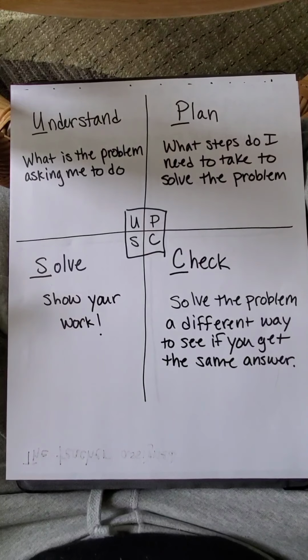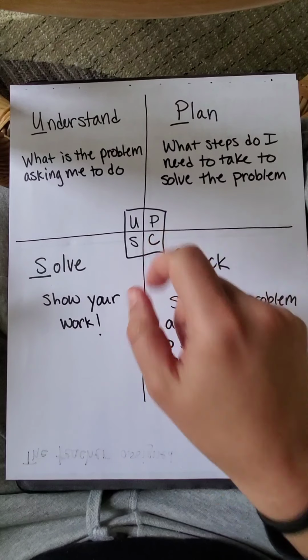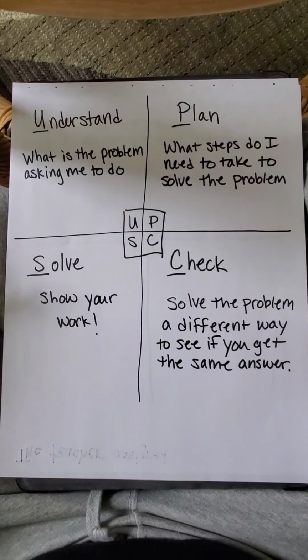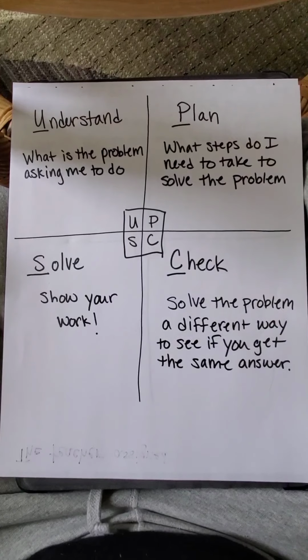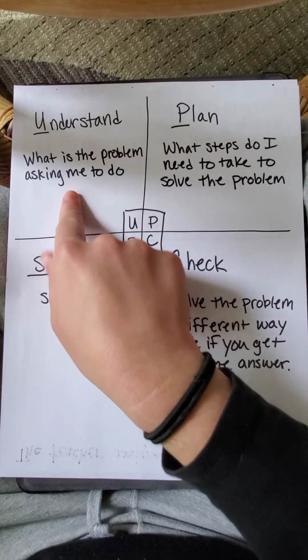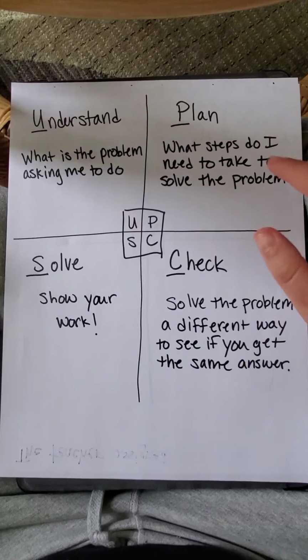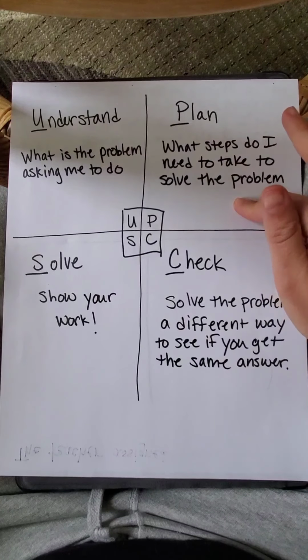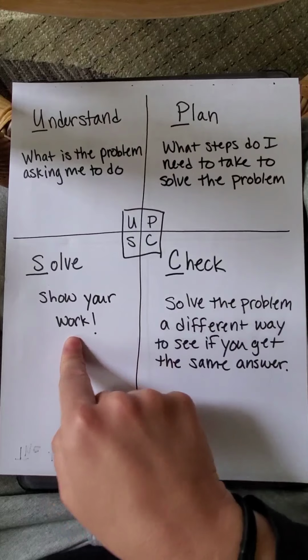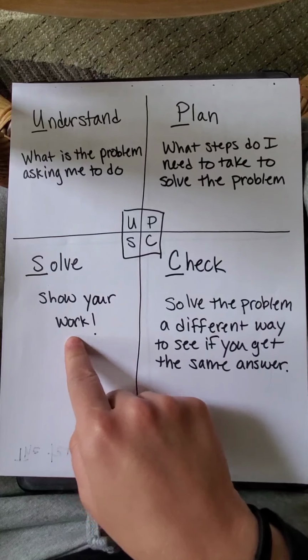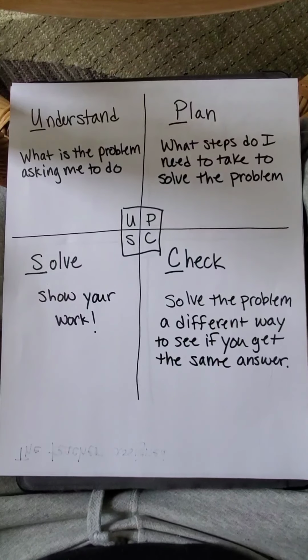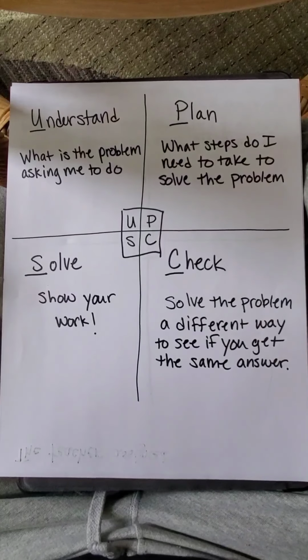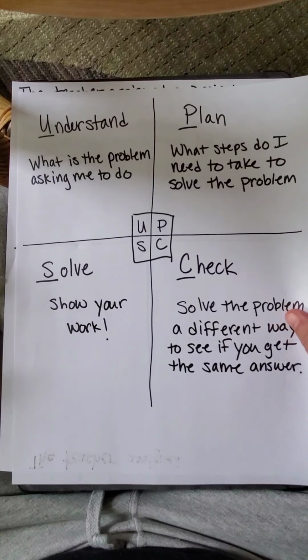In this video, we're going to be using the UPSC model for solving word problems with fractions. In case you forgot, U stands for understand. What is the problem asking me to do? P is your plan. What steps do I need to take to solve the problem? S, you solve. Make sure you show your work and check. Solve the problem a different way to see if you get the same answer. So let's get started.